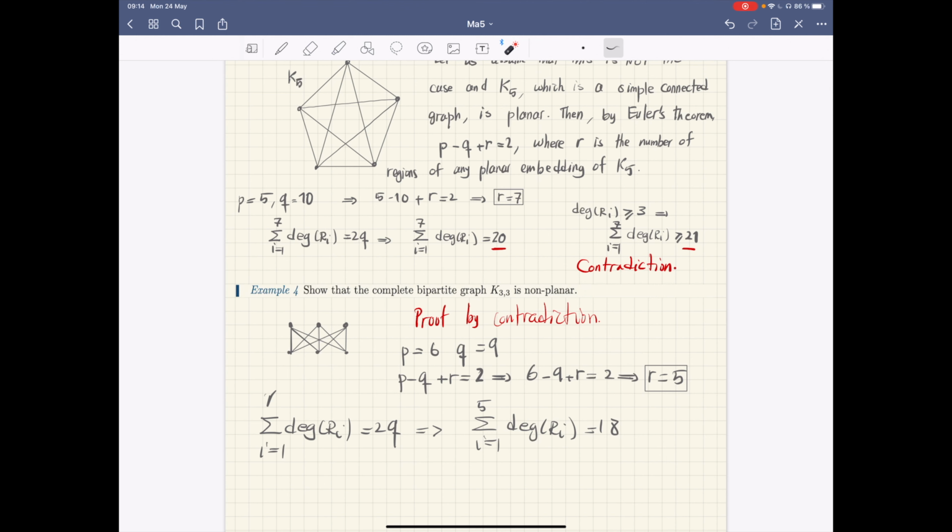So at least you understand that these things look very horrible, but there are very simple, elegant proofs for them. So here in this case, we will say that the degree of Ri in this particular case is at least 4. Okay, so this means that sigma i from 1 to 5 degree Ri should be, for this particular case, at least 20. And then you see that it's a contradiction.